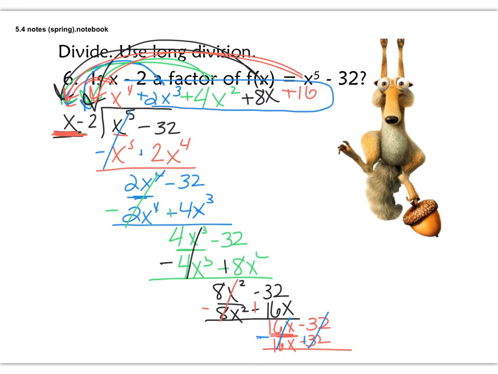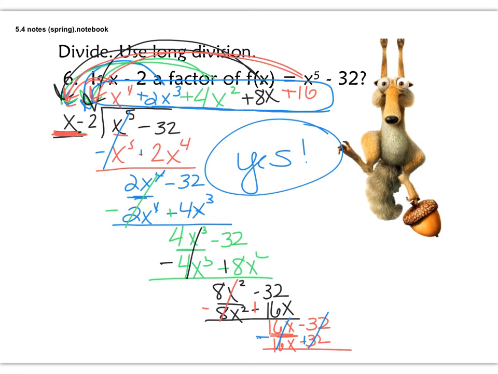So that means no remainder. It is in fact a factor. So yes, it is a factor because there is no remainder.